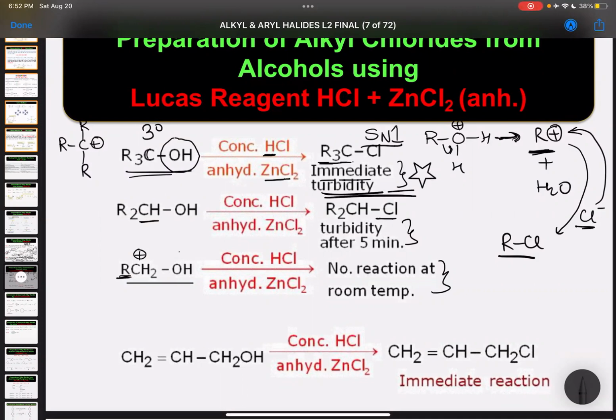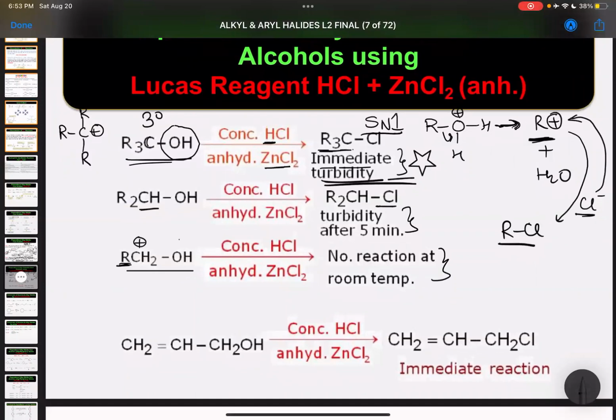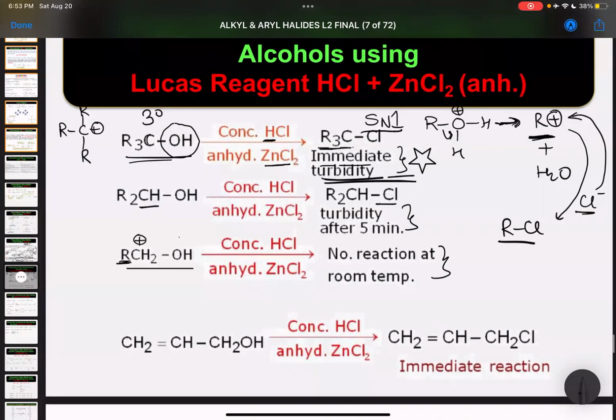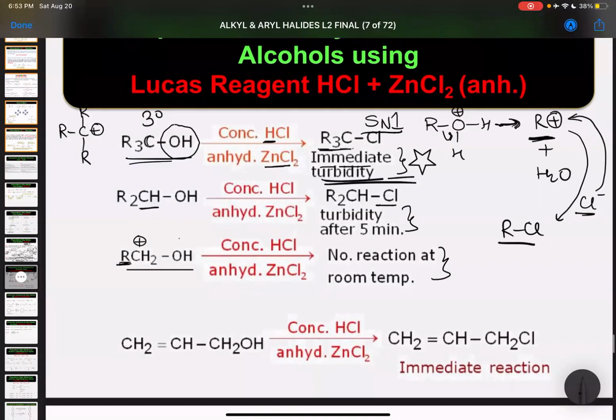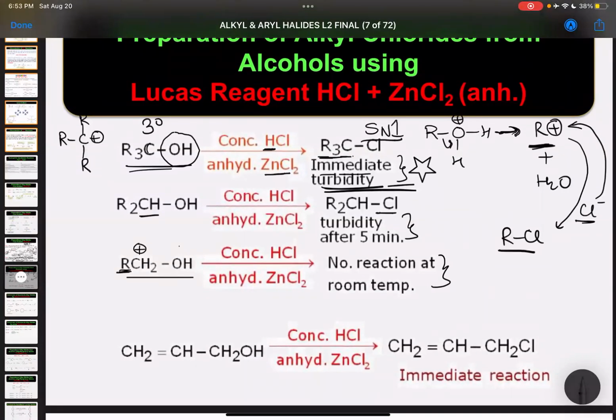What do you notice? The product is formed immediately. Yes, but how do you know the product has formed? Correct. Alcohol is like water, it is soluble in water, and the alkyl chloride is insoluble in water. So when the product forms, the mixture becomes somewhat hazy, cloudy, or turbid. It loses its clarity. Is that clear?